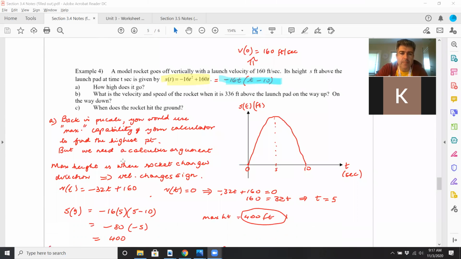Then for example 4, we had a function to model the projectile motion of some rocket. Actually, it's not technically projectile motion, it's going straight up and down. It's kind of like those little pop rockets, where you press and it goes up and down. It's not going to be going horizontally. That's going to be a little bit different.